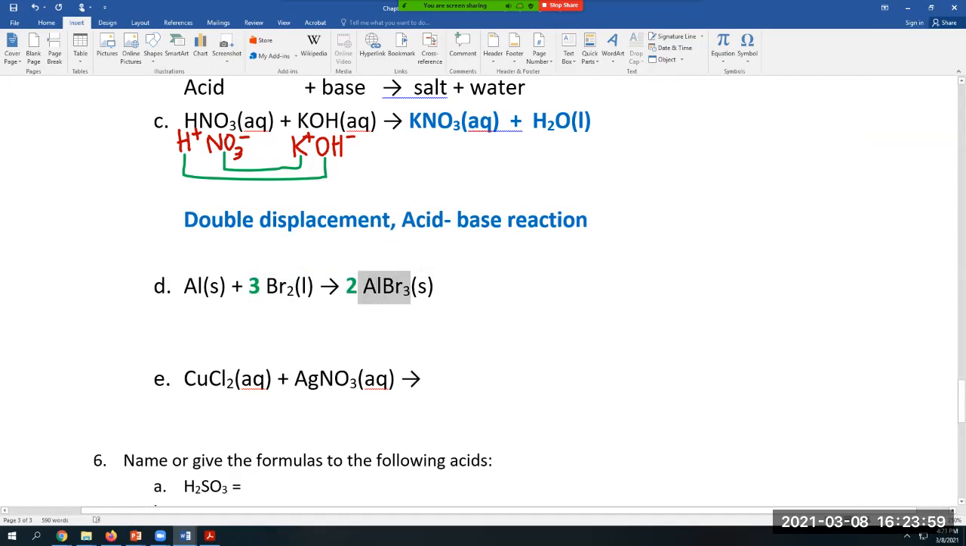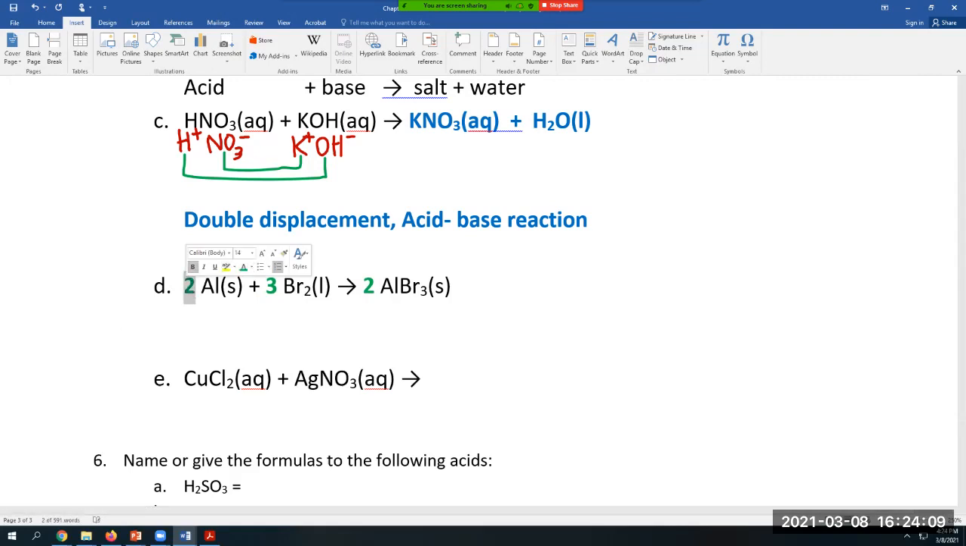However, this changes the number of aluminum on the right. We have 2 aluminum on the right now. So we need to make 2 aluminum on the left by having a coefficient of 2 in front of Al. And now if we check, we have 2 aluminum on the left, 2 aluminum on the right. 3 times 2 bromine on the left, 2 times 3 bromine on the right. So this is balanced. So let's write that we balanced it here. And that's what we did in green.